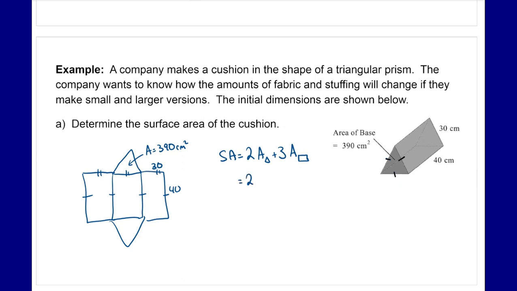So 2 times 390 plus 3 times 30 times 40. Go through, simplify it a bit: 780 plus 3,600. We get 4,380 centimeters squared. So that is the surface area of this shape. Again, it is centimeters squared because it's area. So that is our surface area.